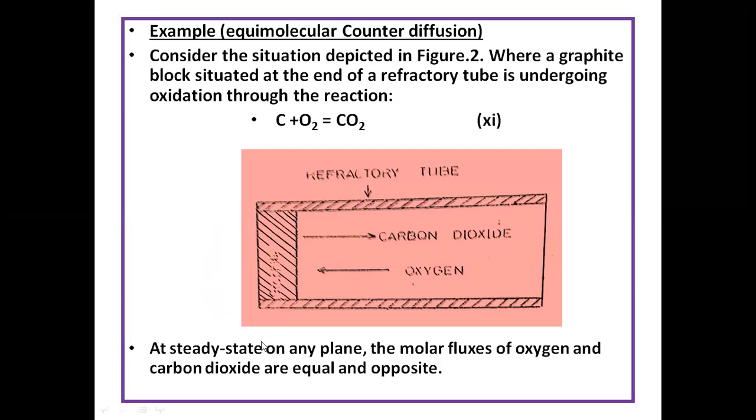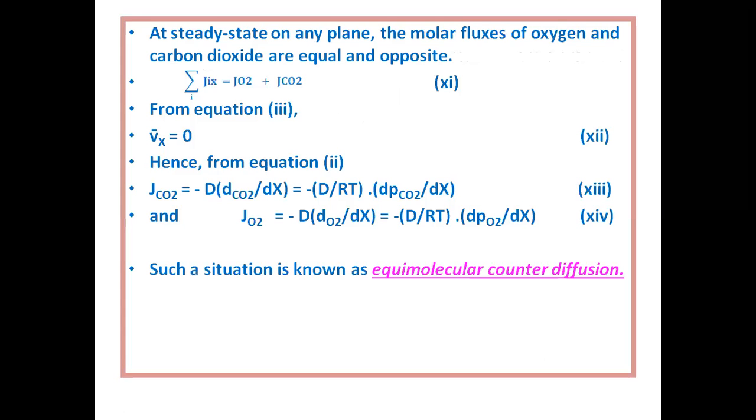At steady state, on any plane, the molar fluxes of oxygen and carbon dioxide are equal and opposite. That means the number of molecules of the gaseous reactants is equal to the number of molecules of the products. That's why at steady state, on any plane, the molar fluxes of oxygen and carbon dioxide are equal and opposite.